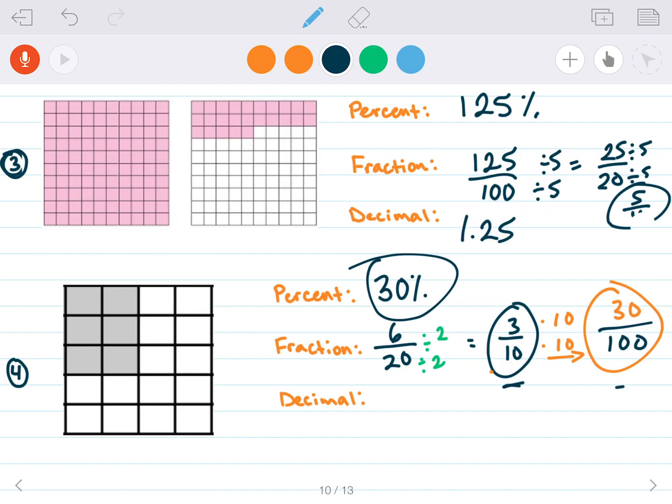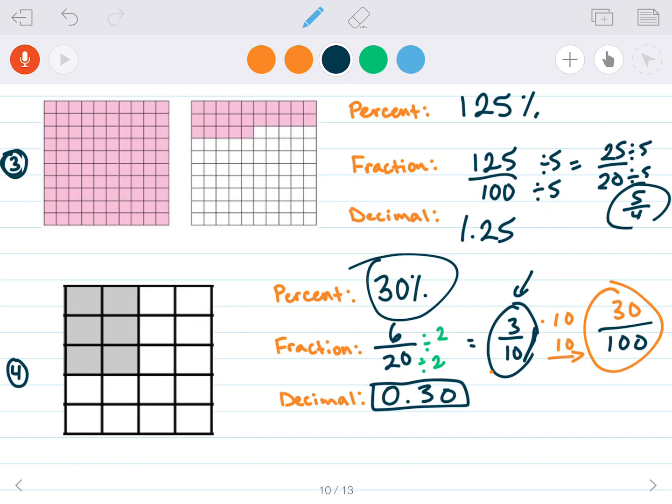And keep in mind, these two fractions are equivalent. So as a decimal, if you do 3 divided by 10, or equivalently 30 divided by 100, or equivalently 6 divided by 20, you are going to get 0.30. Okay, so that's our decimal representation. This was our fraction representation, 3 out of 10, fully reduced, and our percent was 30%.